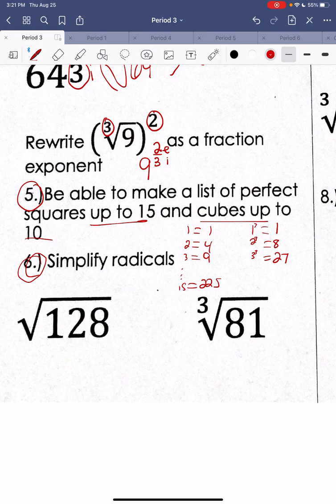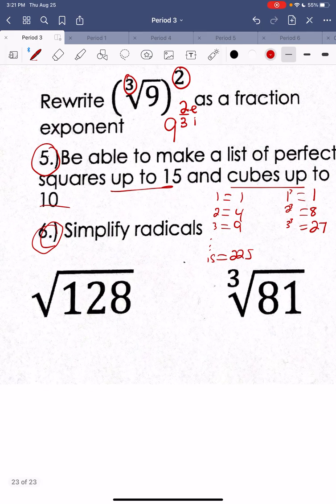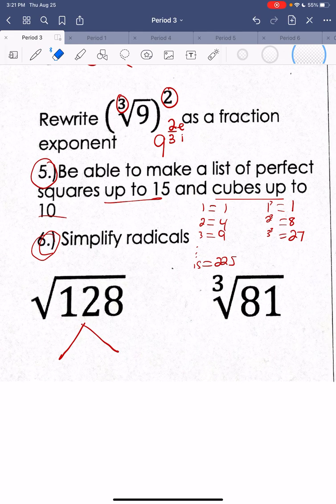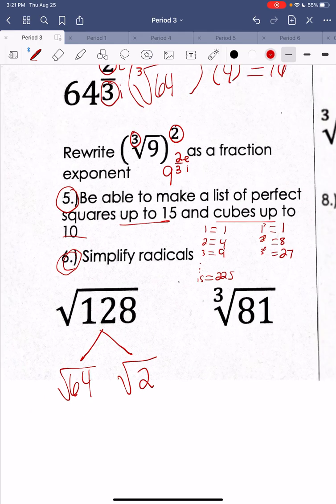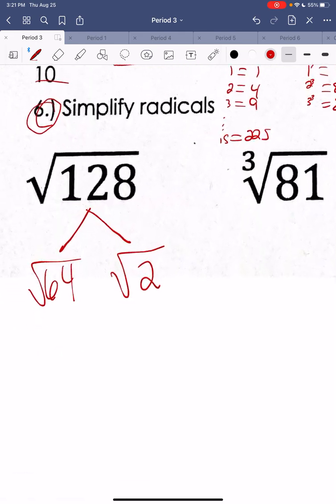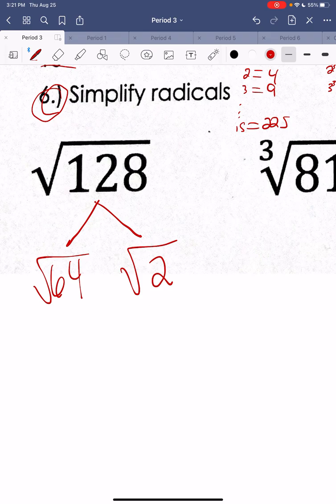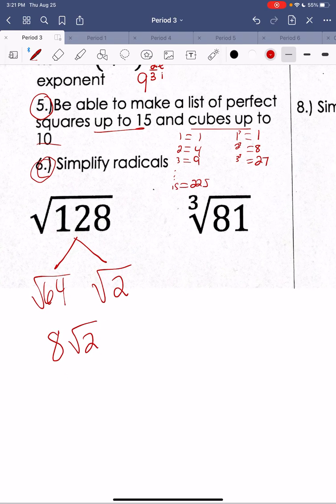So to answer problems like these, we're going to take our radicals and break them up into perfect squares. So 128, you would want to find a perfect square that could divide into that. If you look down your list, the biggest one is 64. So 128 could be broken down into 64 and 2. You take the square root of your perfect square and bring down the other.